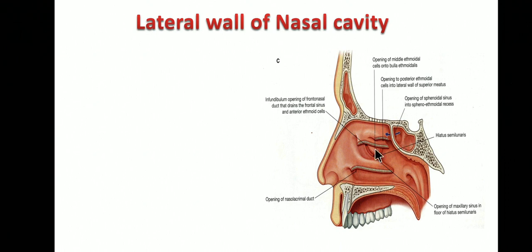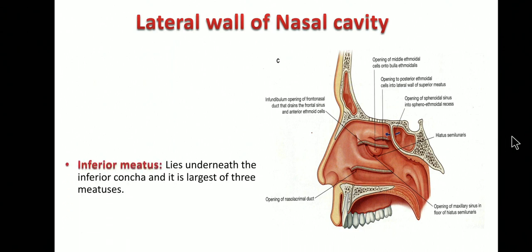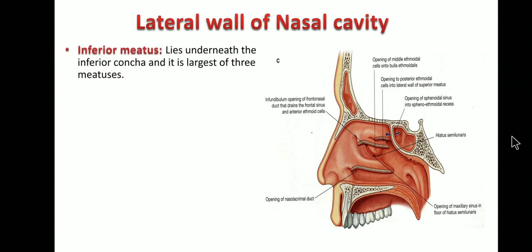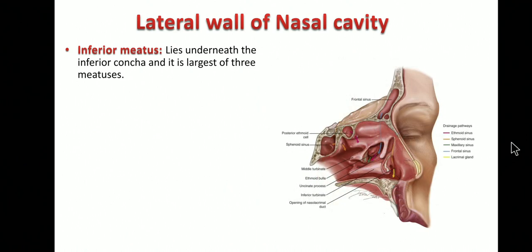Now first, the inferior concha has been cut and removed. So now you are able to view the inferior meatus with the space underneath the inferior concha. Okay, so in the inferior meatus, mainly one structure opens, the nasolacrimal duct. So that is the inferior concha, the largest of all.